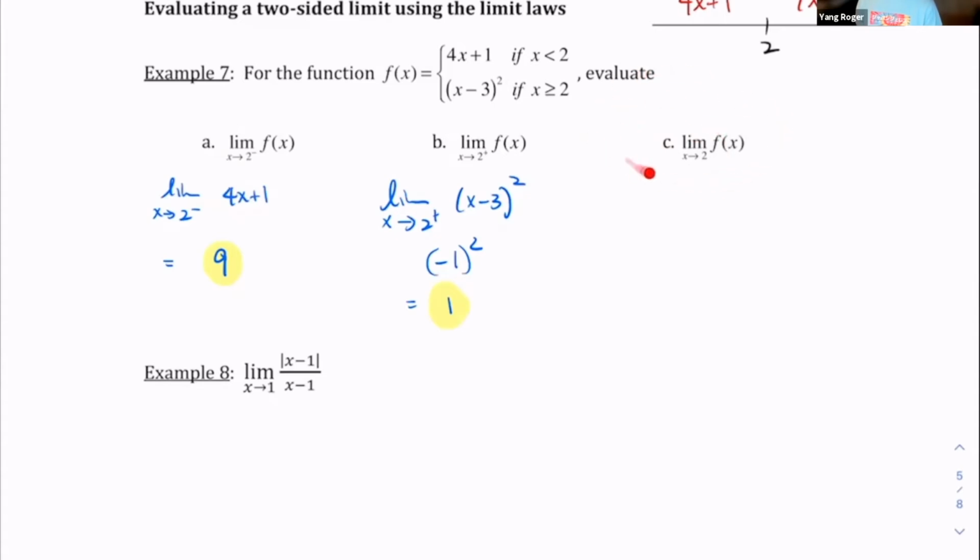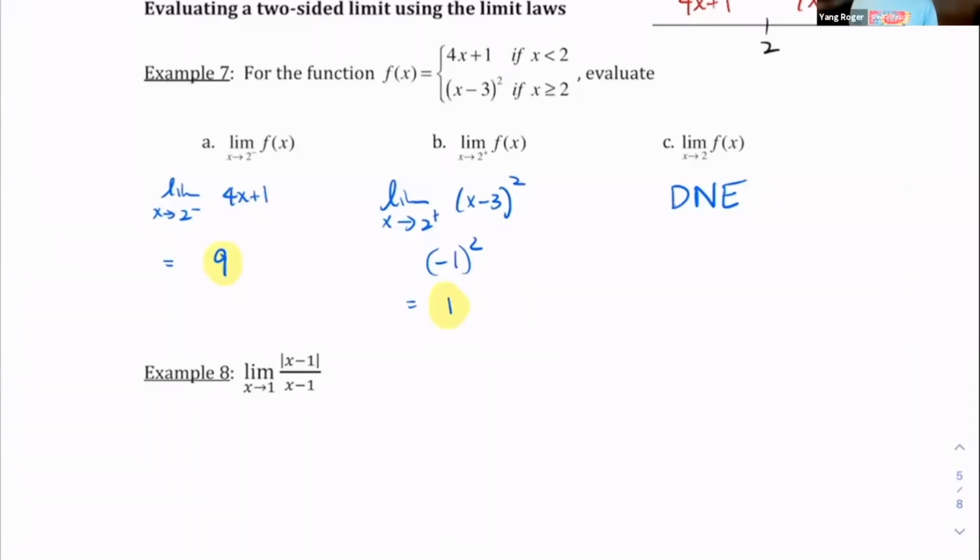What do you think? You can type your answer in the chat box or unmute yourself. Good, Jasper. Good. This one does not exist. And why does it not exist? Because you can have 2 points for a limit. I would say you're correct.